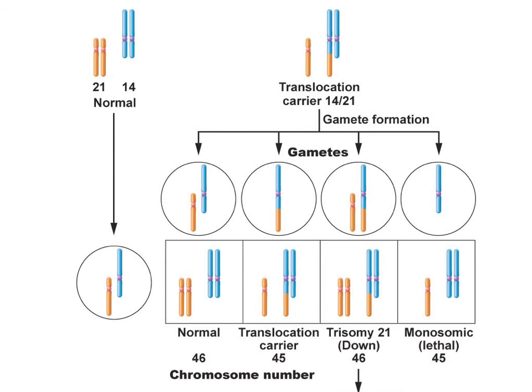25% will be just like that carrier parent. They have the translocated 14-21 combo. 25% are going to have Down syndrome, but they have Down syndrome not because they have 3 chromosome 21s, they only have 2 of them, but one of their 14s has that extra chunk on it. So effectively, they have 3 copies of all the genes on chromosome 21. And then 25% of the offspring are monosomic for chromosome 21, and that is lethal.